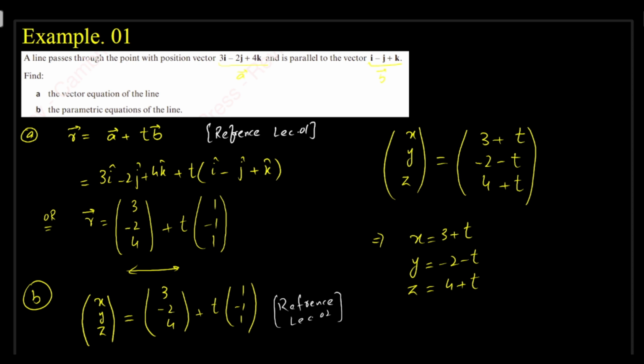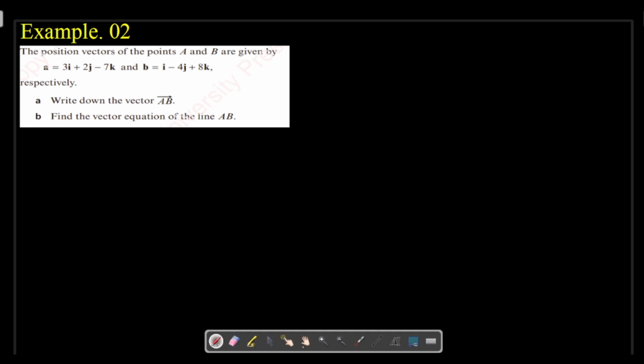Now, next, example number 2. In example 2, the position vectors of the points A and B are given by a vector equals 3i plus 2j minus 7k and b vector equals i minus 4j plus 8k respectively. Part A, write down the vector AB. Well, in part A, we are given the position vectors of two points A and B, and we have to write the vector AB.